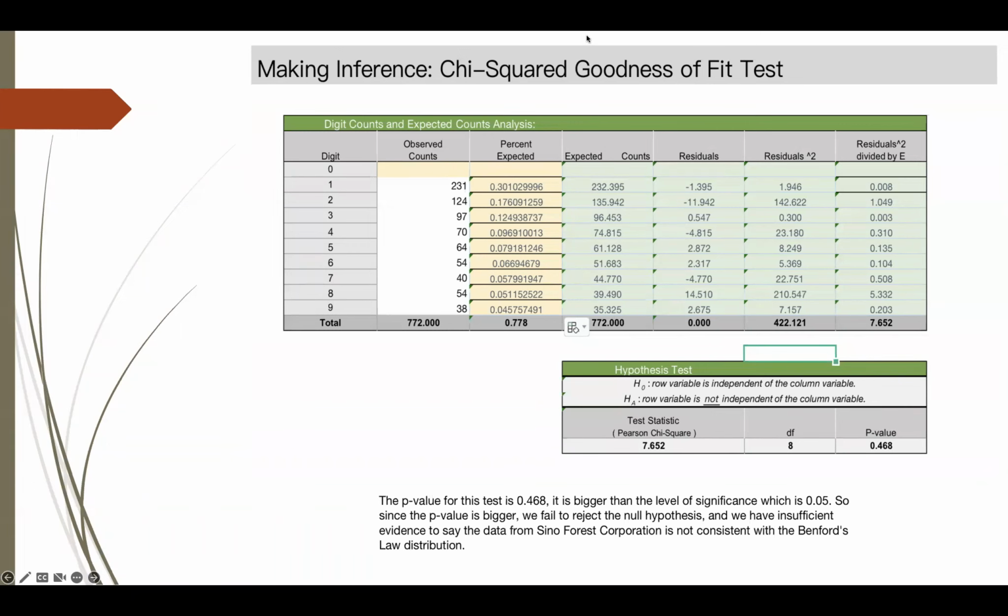And from these two charts, we can see the p-value for this test is 0.468. It is bigger than the level of significance, which is 0.05. So since the p-value is bigger, we fail to reject the null hypothesis, and we have insufficient evidence to say the data from Signal Forest Corporation is not consistent with the Benford's law distribution.